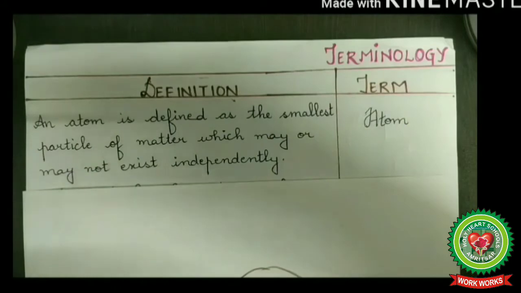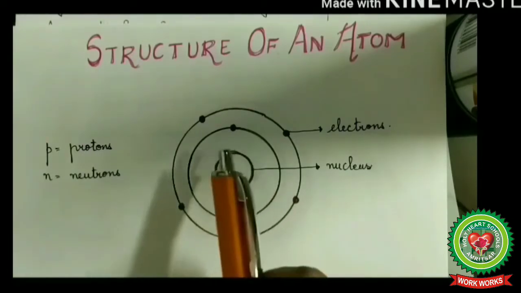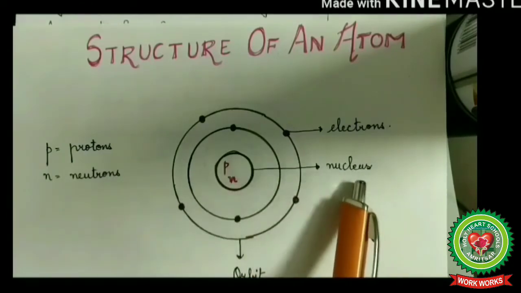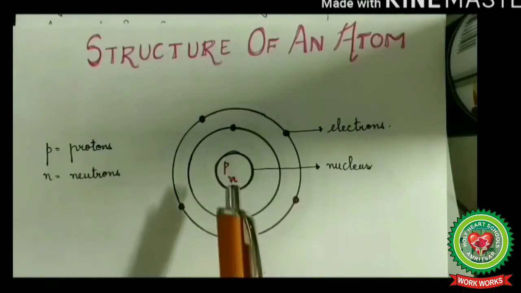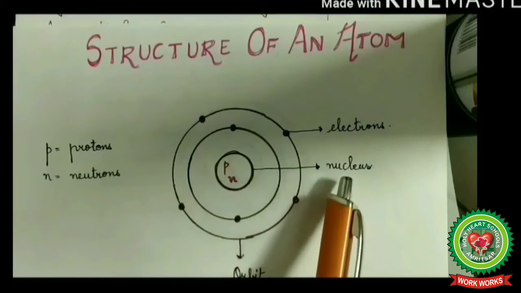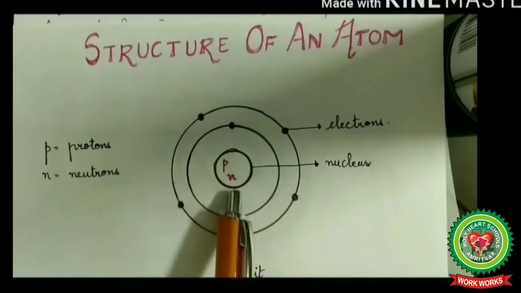First is atom. An atom is defined as the smallest particle of matter which may or may not exist independently. Now next is nucleus. The central part of an atom consisting of nucleons is called nucleus of an atom. Now what are nucleons? Protons and neutrons which are present in the nucleus of an atom are collectively called nucleons.